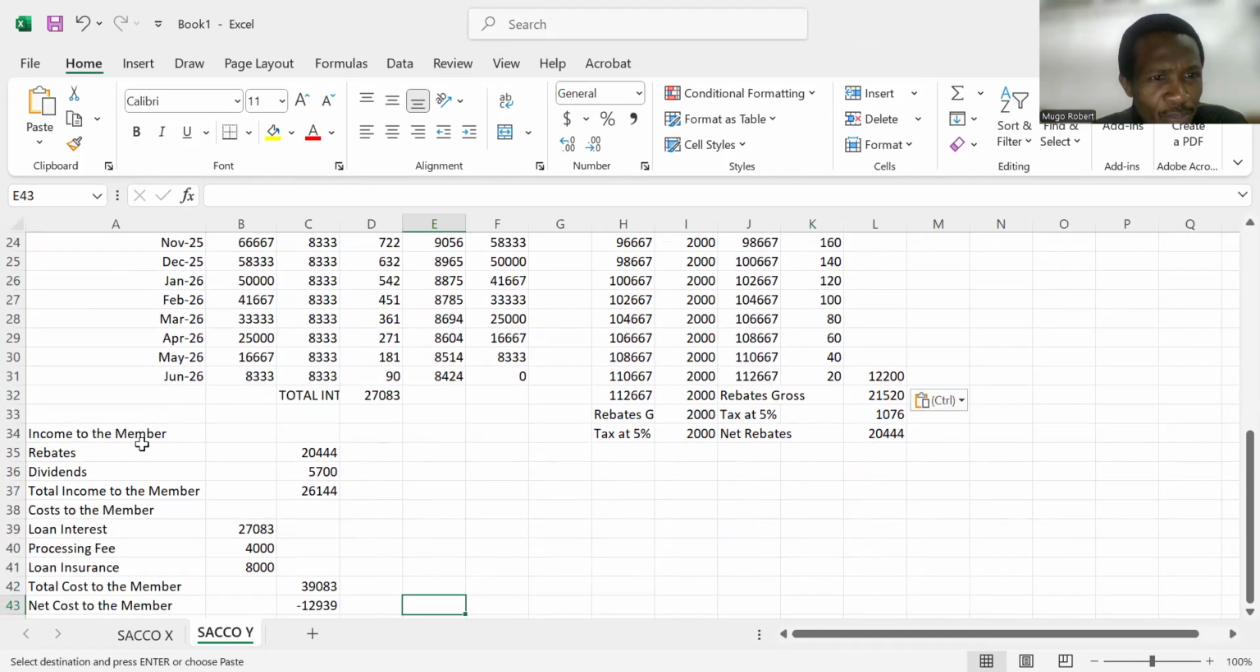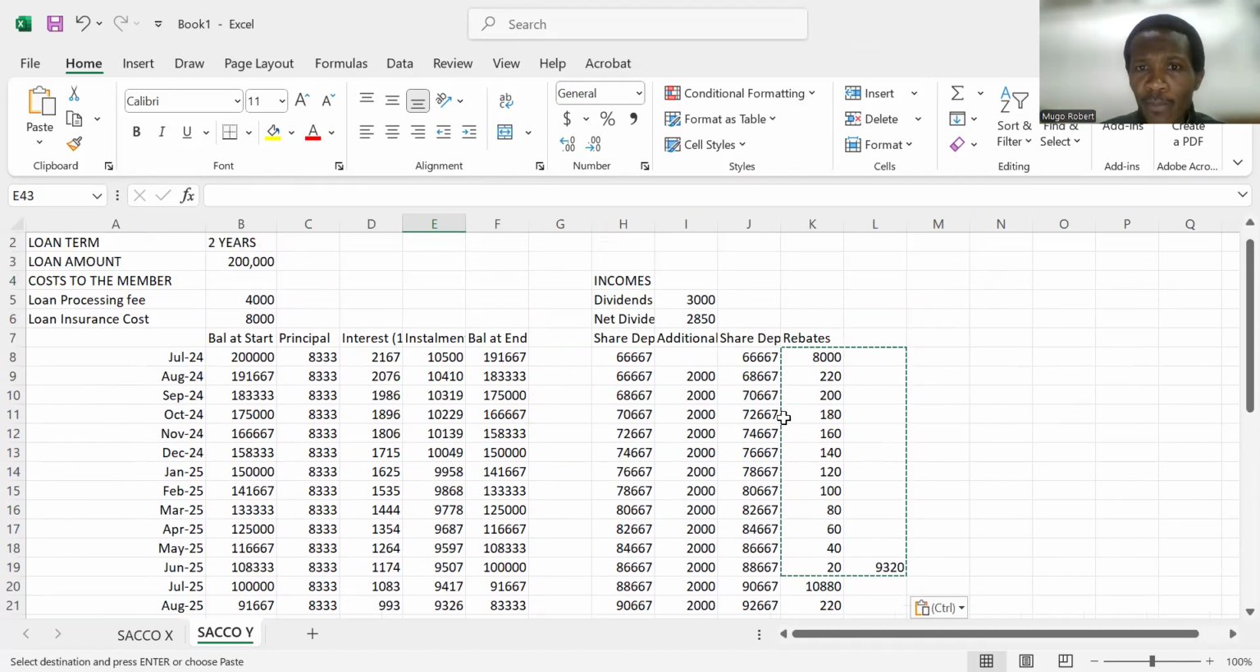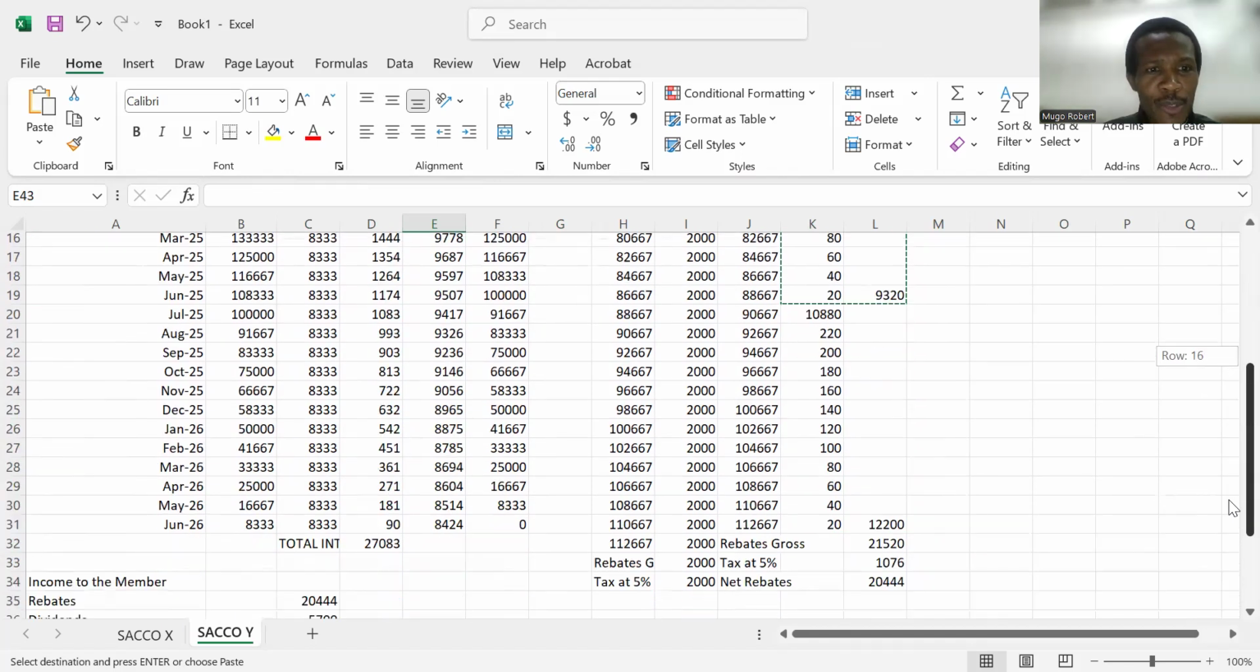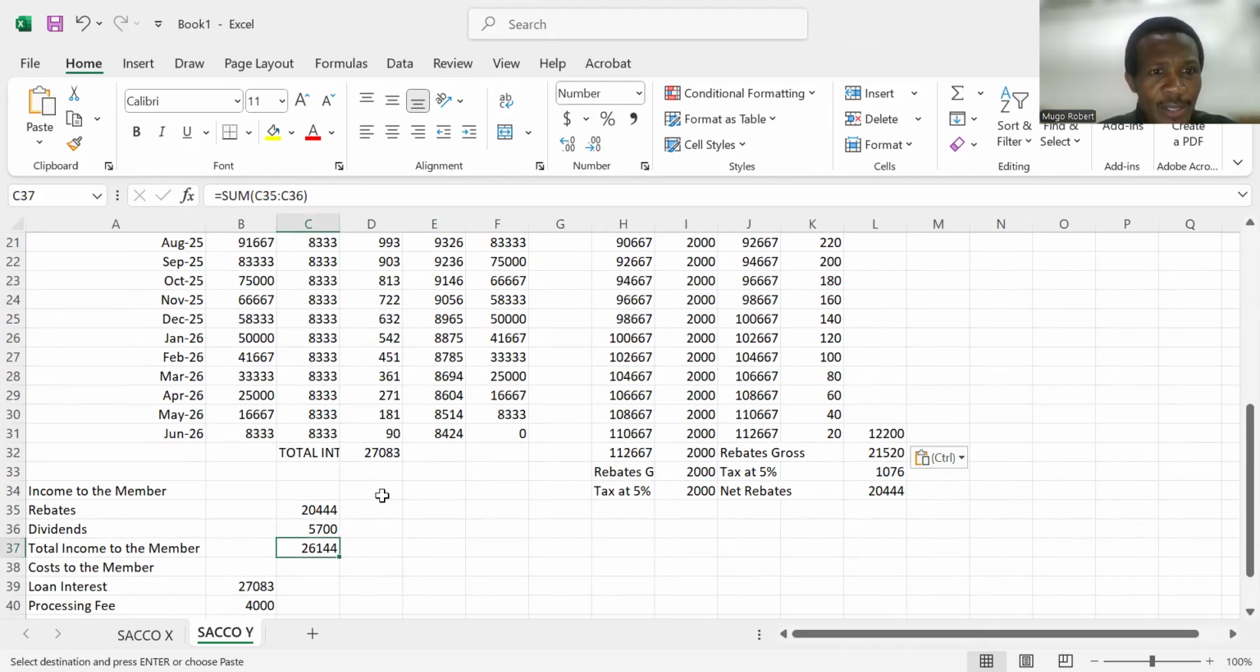The income to this member is 20,444 from rebates, as you've seen I compute. Dividends was coming to 2,850 per year. Now for 2 years, that comes to 5,700. Total income to this member is 26,144.